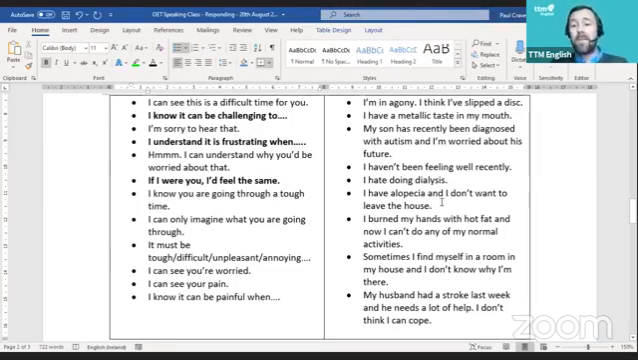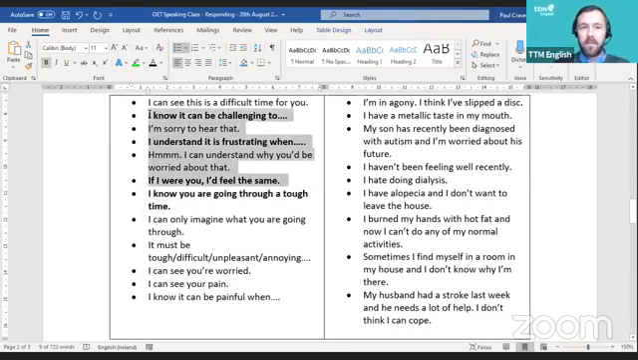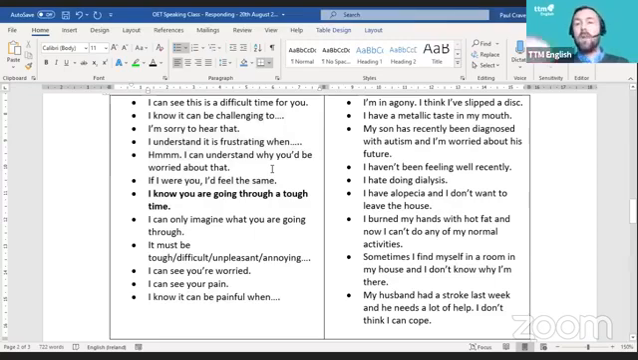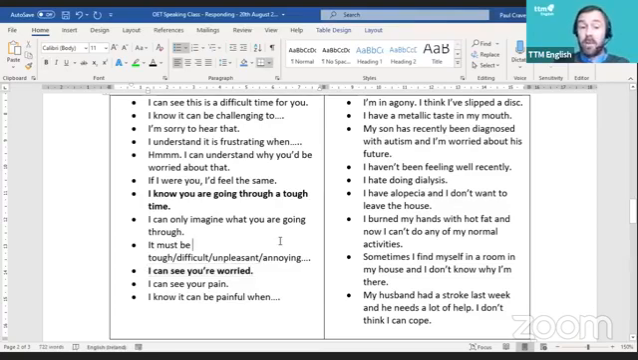Okay. I have alopecia and I don't want to leave the house. Now that one, I think could be, I know you're going through a tough time, because this person has only recently developed alopecia probably, and they're still not used to it. So psychologically, it's quite hard. I can see you're worried, or I can understand why you'd be worried. It must be difficult, you know, when you lose your hair. I know it can be challenging. I'm sorry to hear that, possibly as well. Why not?